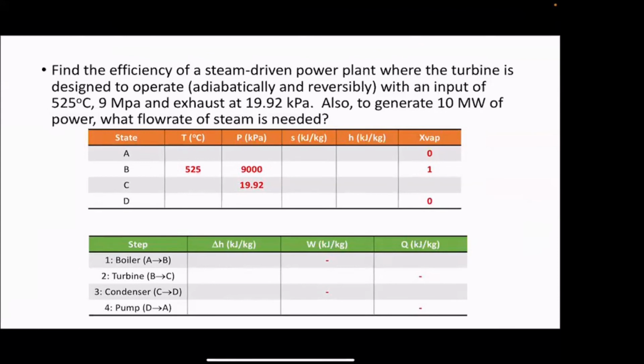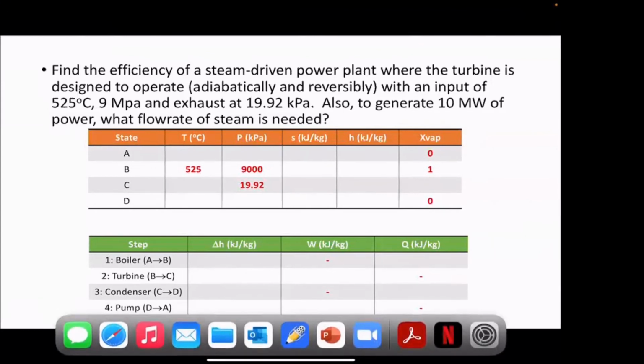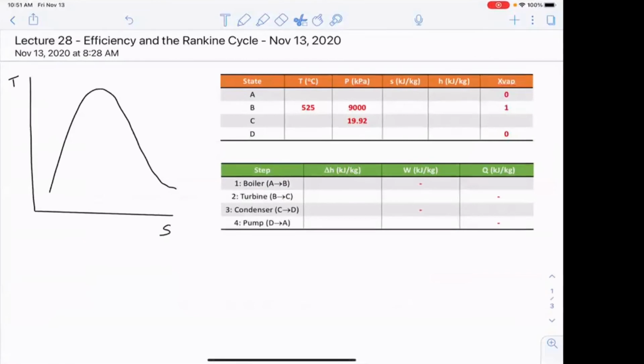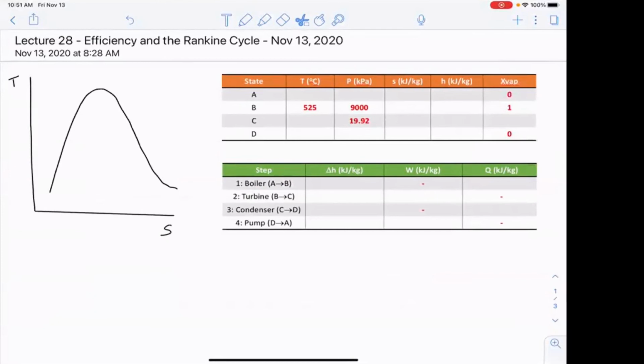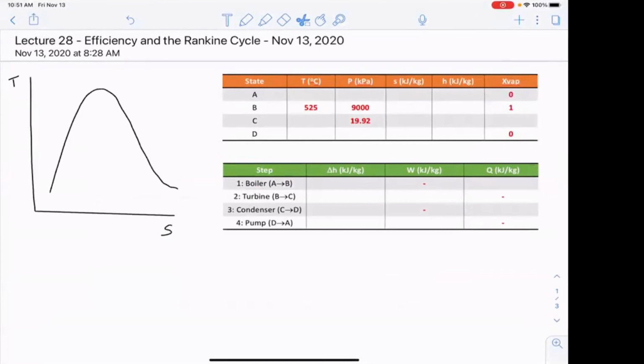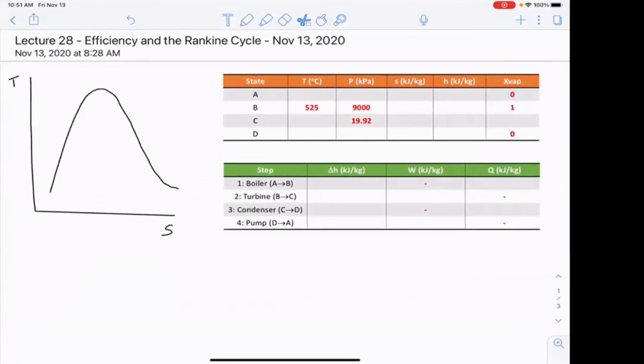Okay, so to solve this problem, we're going to try to do the same thing that we talked about in the last lecture, where we're going to try to figure out where we are on this TS diagram for each of the operating conditions, and then we're going to try to find the enthalpy and in some cases the entropy at those operating points, and that's going to help us step through this problem and solve it.